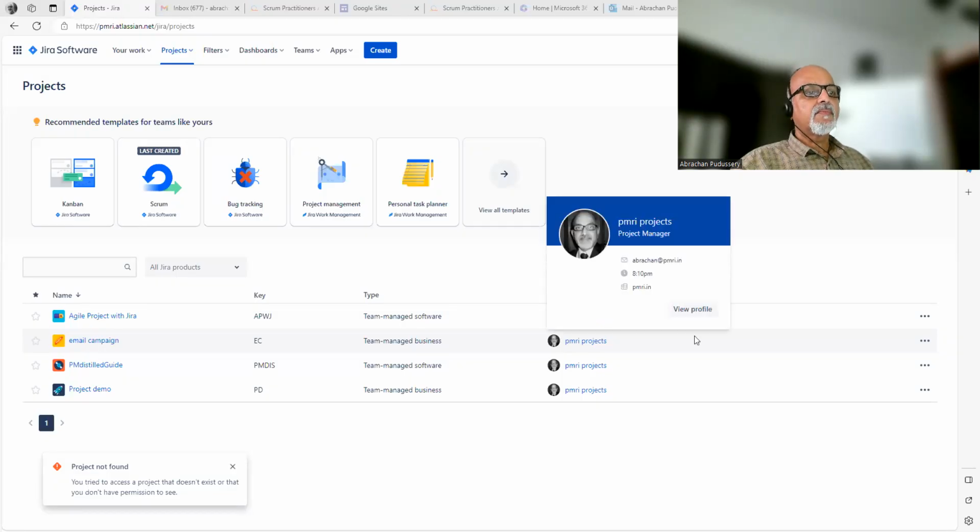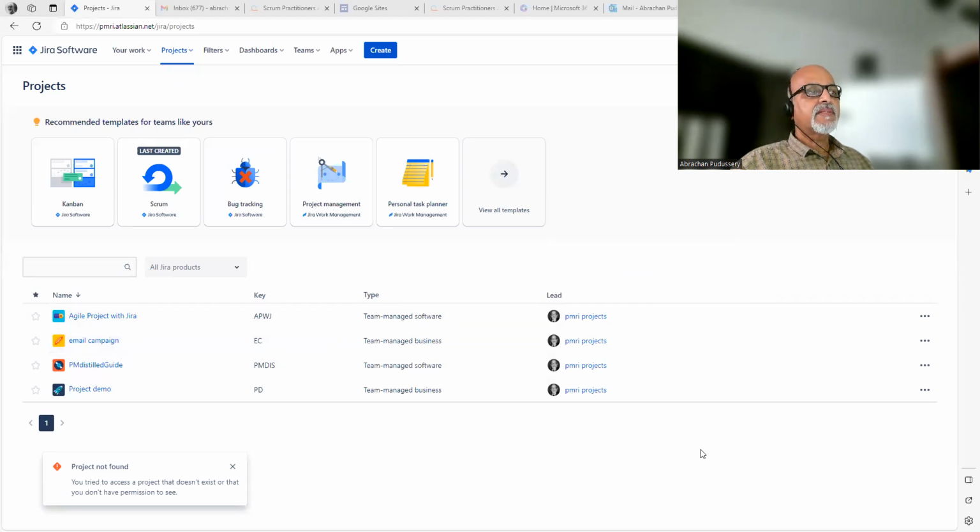Welcome to Agile Project Management using Scrum and Jira. Today, our focus is on product backlog grooming. That is a very important task.